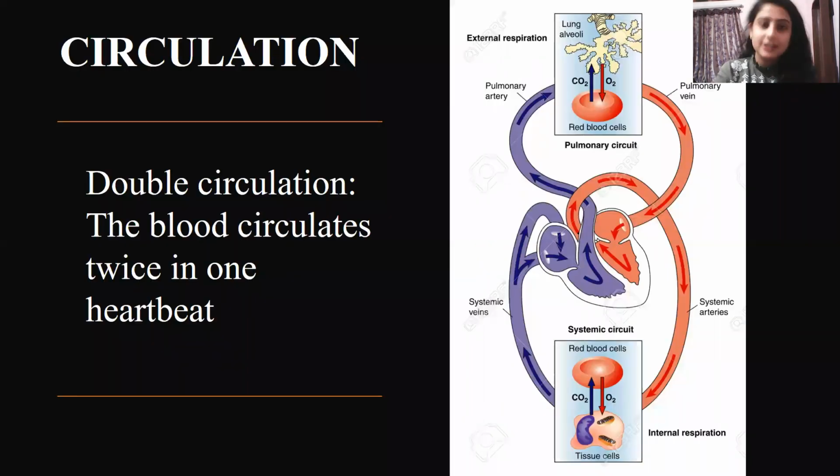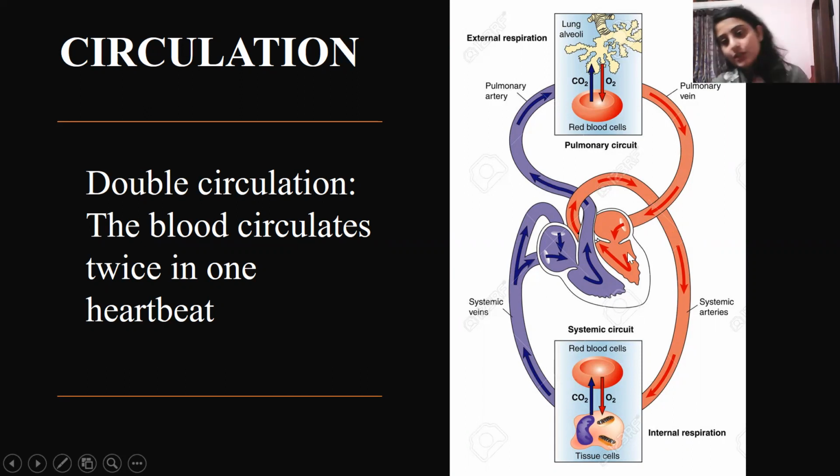Let's begin with circulation. It is said that human beings have double circulation. Why is it said so? This is because in one heartbeat, our blood circulates twice. You can also see this in this diagram given here. There is pulmonary circulation and systemic circulation.